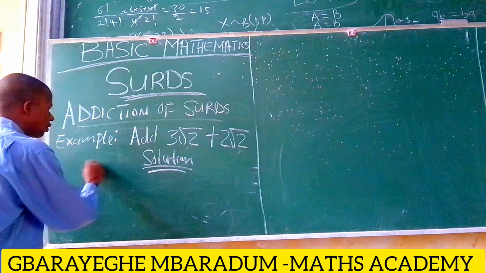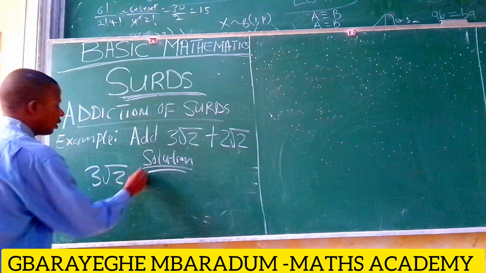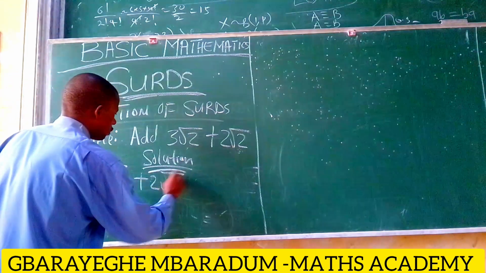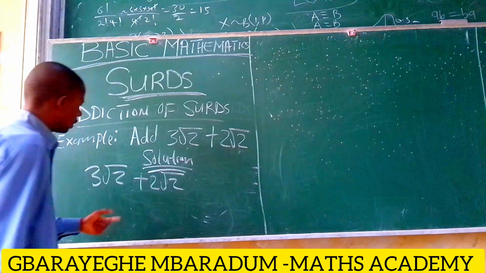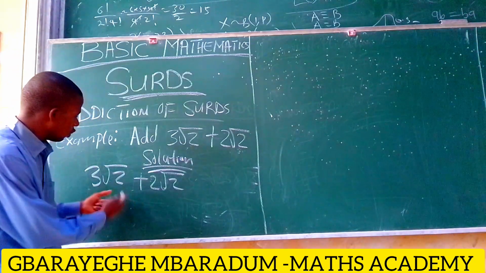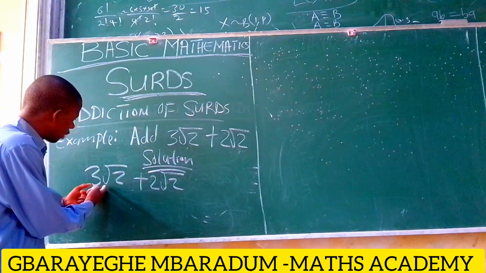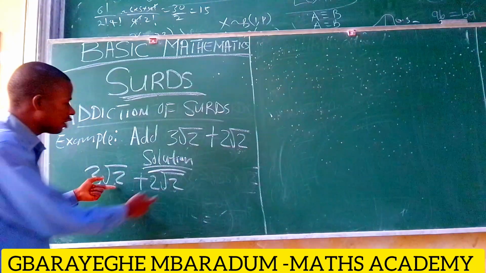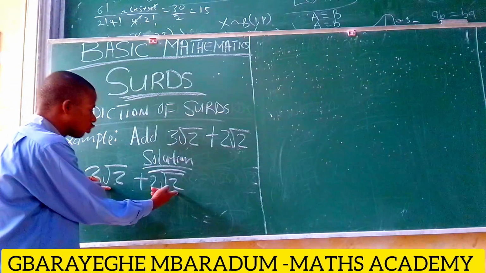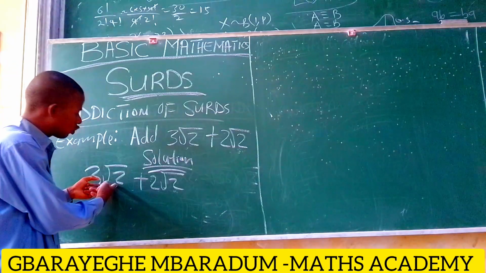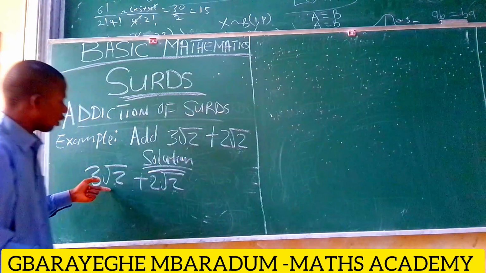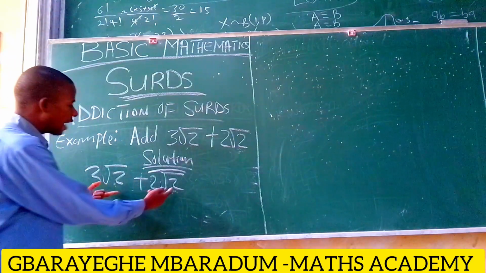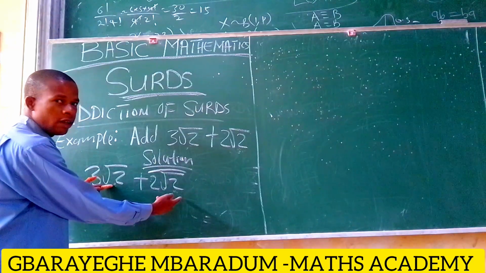Know that they give us 3 root 2 plus 2 root 2. Now if you look at this question, the first part we have 3 root 2, the second part we have 2 root 2. You know that something is common, root 2 and also root 2. Since they have the same base, root 2 and root 2, we are going to add this surd because they have like component, which is root 2 and root 2.